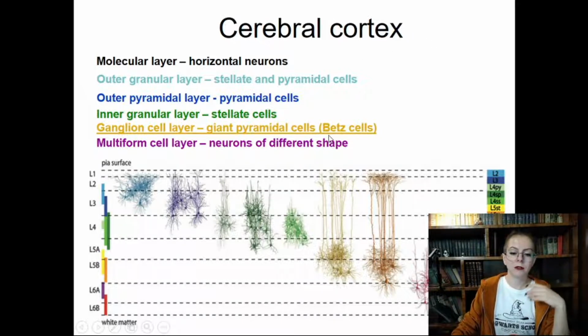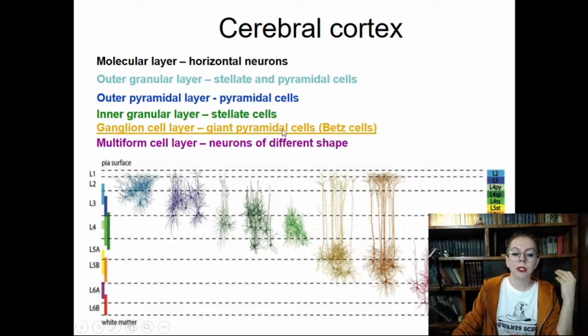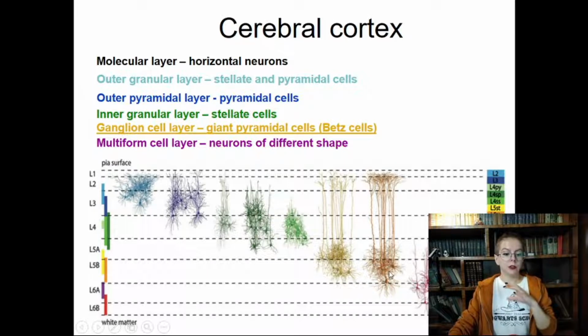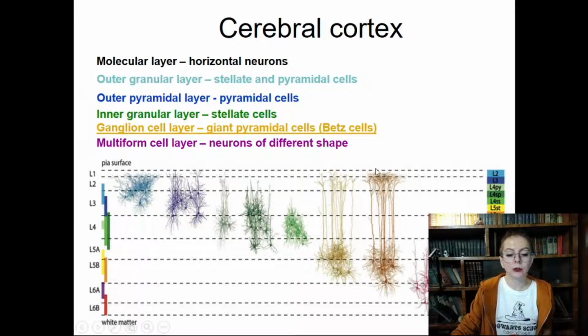Betz worked in Ukraine, in our capital, in the Kiev University, and he discovered these cells. As you can see, they are the largest, and they are 3 times larger than cells of the outer pyramidal layer. They are up to 120 micrometers, and they send very large dendrites which span all the above layers of our cortex. They reach the molecular layer even, so they collect the information from all those layers with the help of their dendrites.